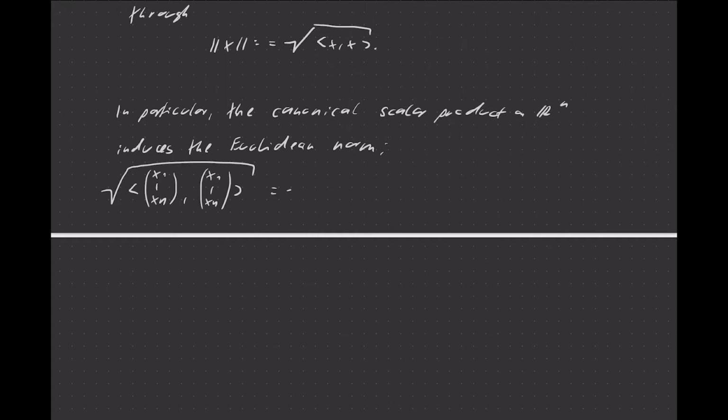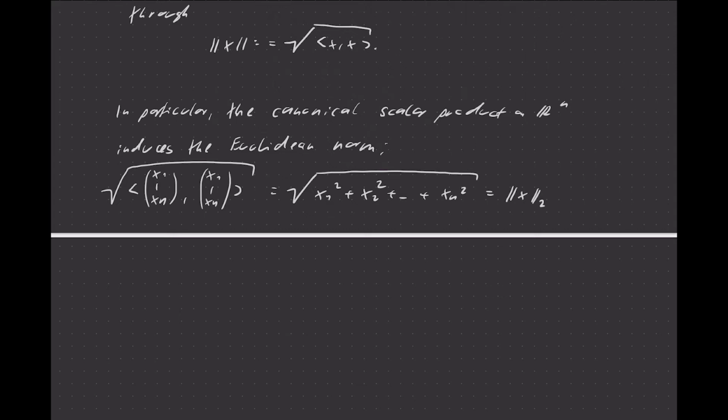Well, what is that? Well, that's the square root of x1 times x1, so x1 squared, plus x2 times x2, x2 squared, plus, and so on, up to xn squared. And you can see this is exactly the Euclidean norm of x. So this is the connection.